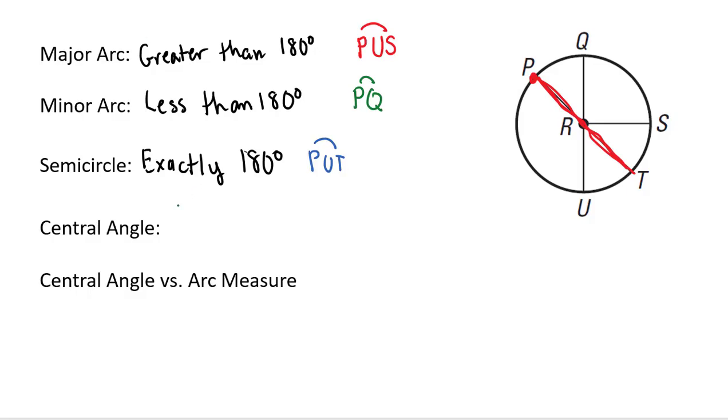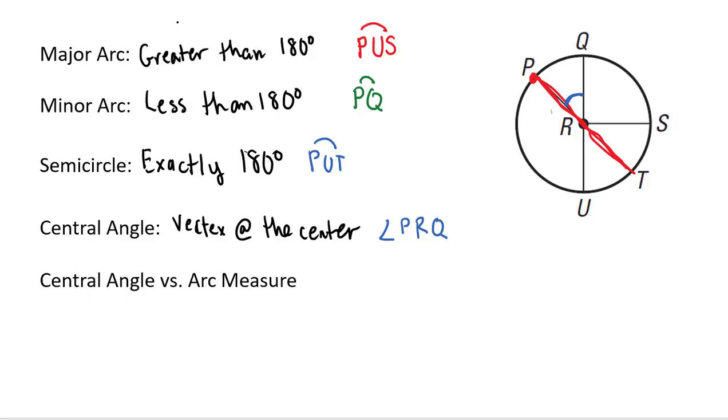A central angle is an angle with the vertex at the center. So my vertex is at the center. Any angle where my vertex is at the center, I'm going to say angle PRQ. And again, these are just examples of one. There's multiple examples in this picture.